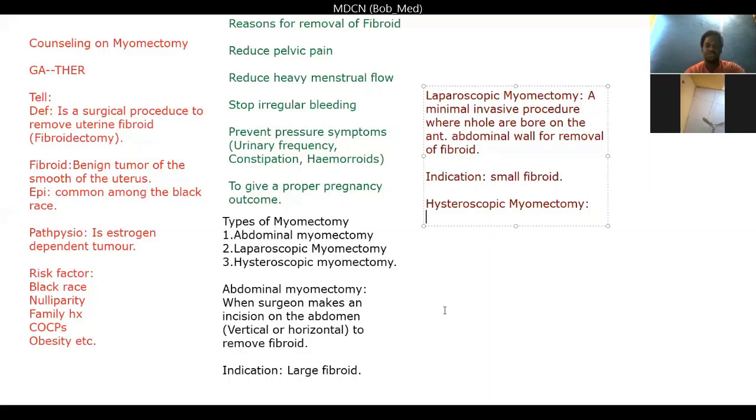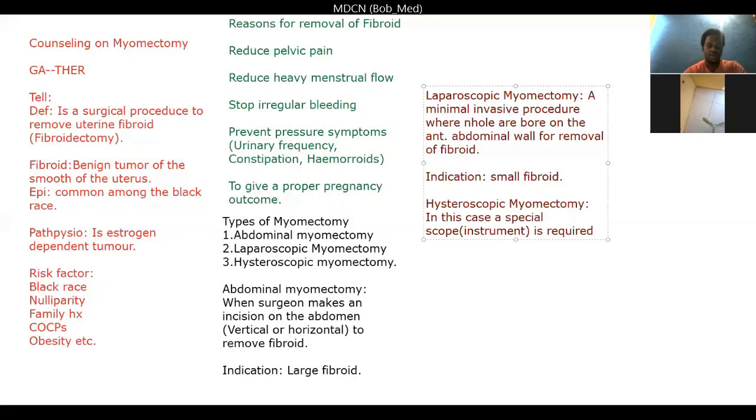No special incision is made in this case. Please take note. This is used for smaller fibroid, or fibroid that is around the cervix area. Sometimes you pass it through the cervix. In this case, a special scope or instrument is required, you can tell the patient.